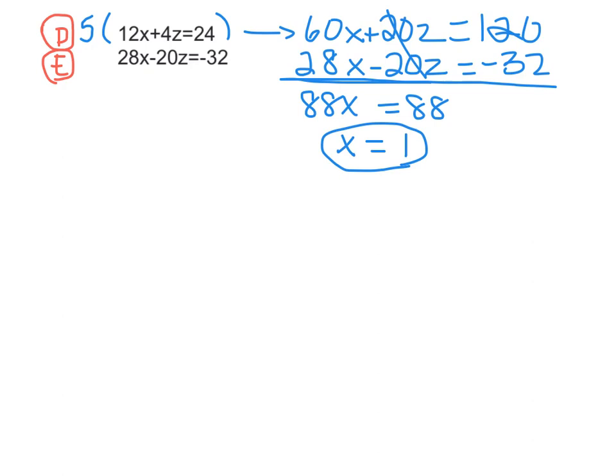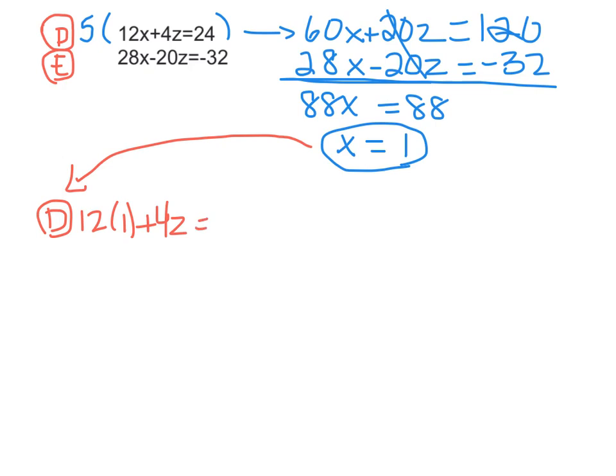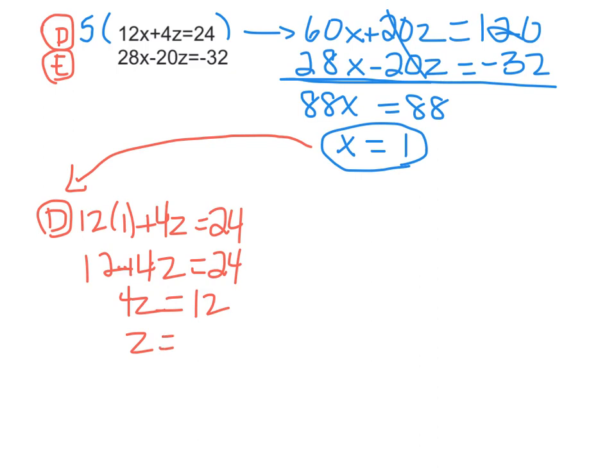Once I've done that, now all I need to do is go back to either equation D or equation E. It doesn't really matter. I'm going to go back to D, and I'm going to plug in that 1. So I'm going to do 12 times 1 plus 4z equals 24. So I get 12 plus 4z equals 24. So 4z is equal to 12, and z is equal to 3.